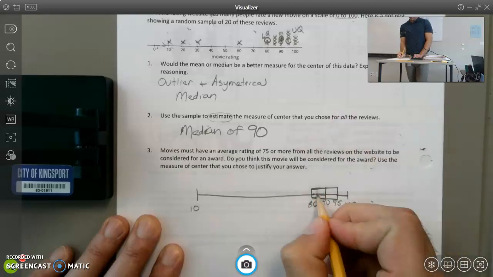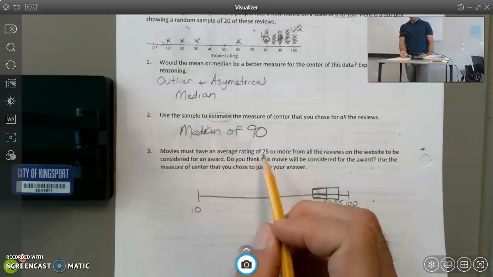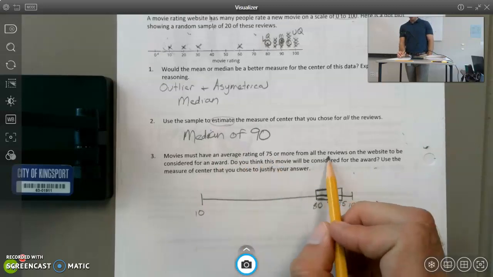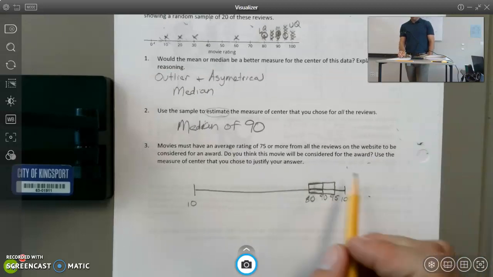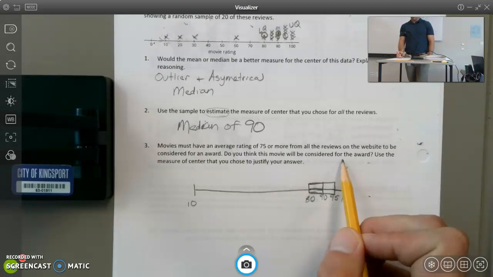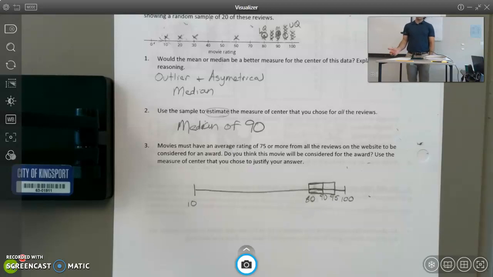Alright, so now the question asks, movies must have an average rating of 75 or more from all the reviews on the website to be considered for an award. Do you think this movie will be considered? Now, use the measure of center that you chose to justify your answer. When this says average, it kind of uses that phrase loosely. We're able to justify this using either measure of center. We can justify this using median or mean.